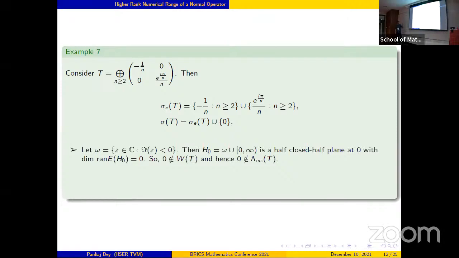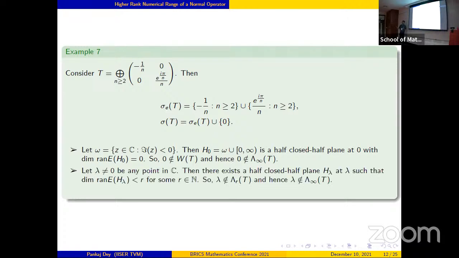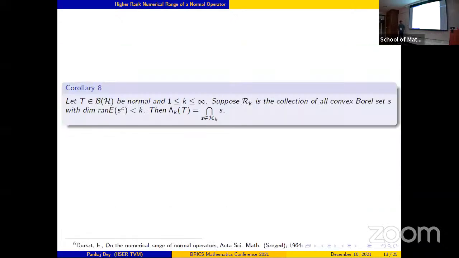What you have to first show is that 0 does not belong to that numerical range, because for the point 0, if we take the lower half plane with the positive ray, then the dimension is 0. Hence 0 does not belong to lambda_k(T), and hence does not belong to lambda_infinity(T), because it is a decreasing sequence. And if you take any non-zero complex number, then the dimension is finite, so it does not belong to lambda_k(T), hence does not belong to lambda_infinity(T). So the infinite numerical range is empty. I said somewhat that infinity can be empty, so that is one example where the infinite numerical range is empty.